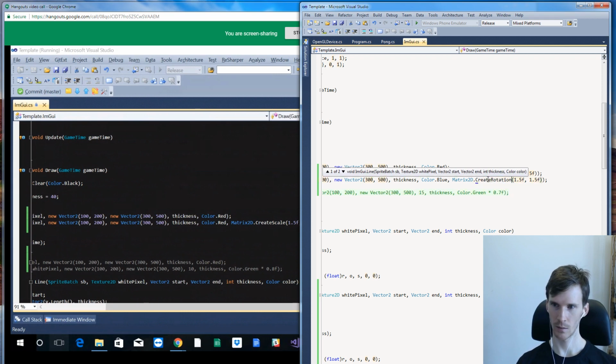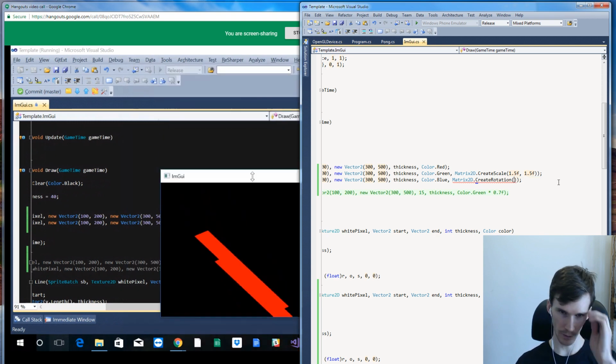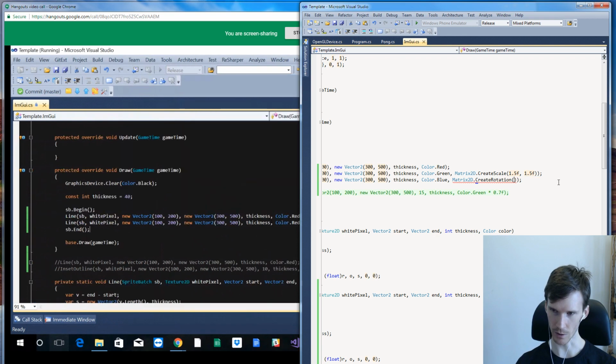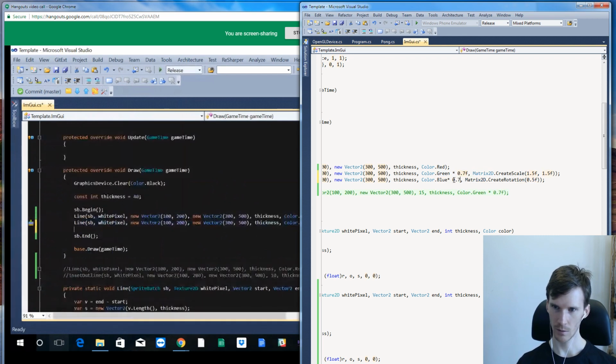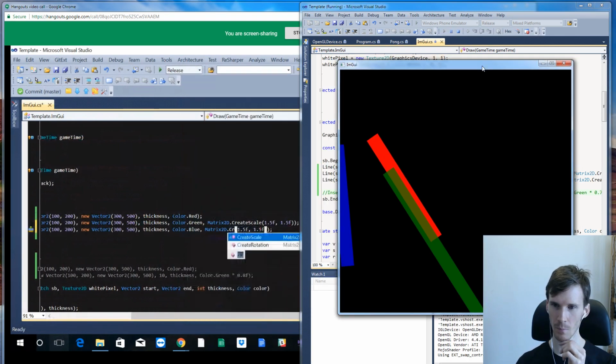What is this monstrosity? Well, maybe change the colors so we can see it. Create rotation, just a smidgen of rotation, and 0.7f. Okay.